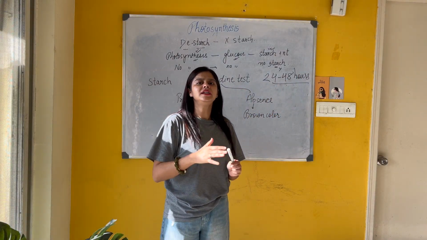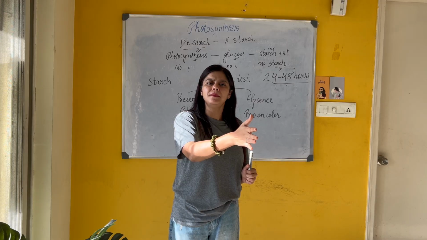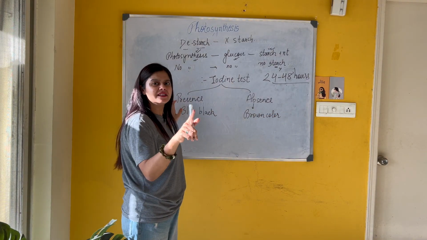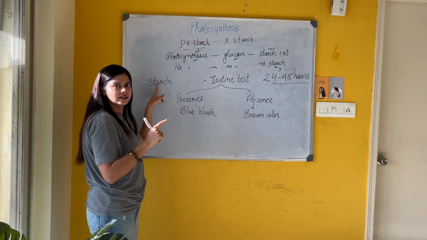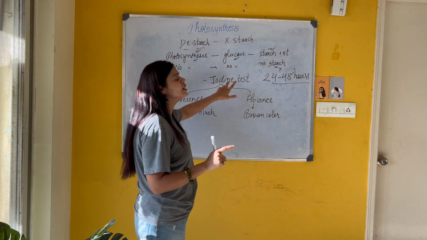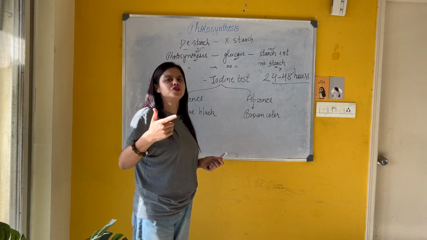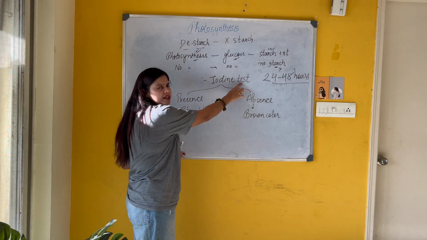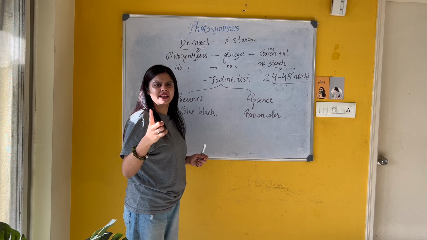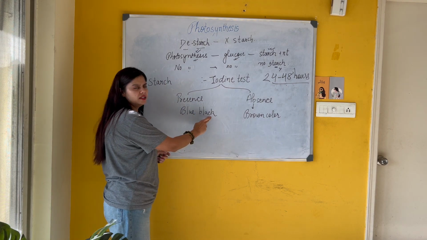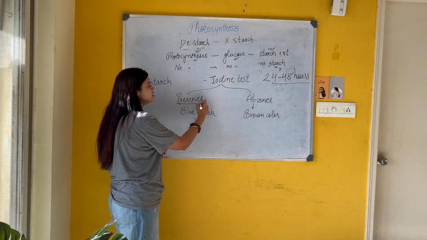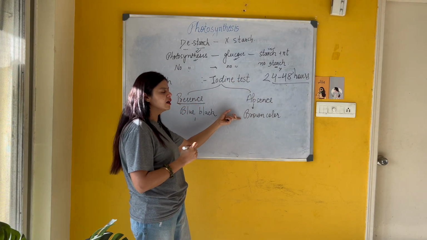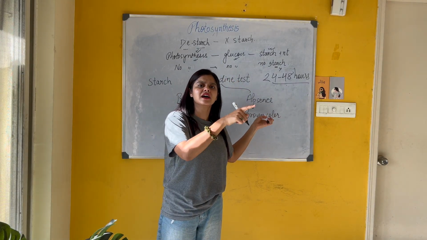Now, how will you test whether starch is present in a plant or absent? To check the presence of starch in a plant, the test which is performed is the iodine test. If you have to check whether starch is present or absent in a plant, which test do you perform? The iodine test. In the presence of iodine, if the plant gives a blue black color, it means starch is present. In the presence of iodine, if the plant gives a brown color, it indicates starch is absent.